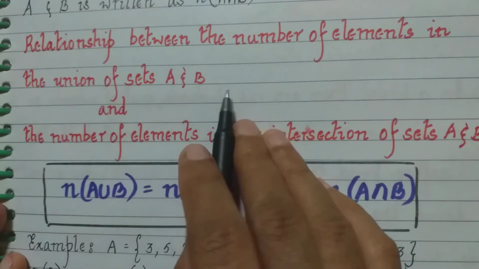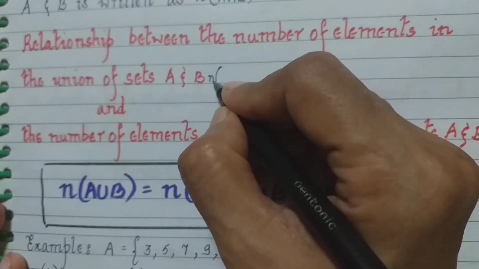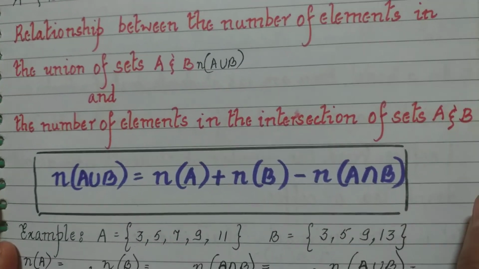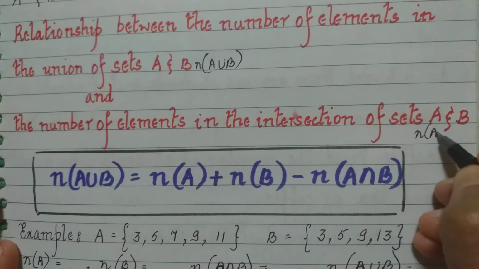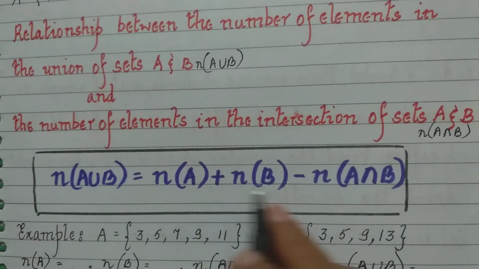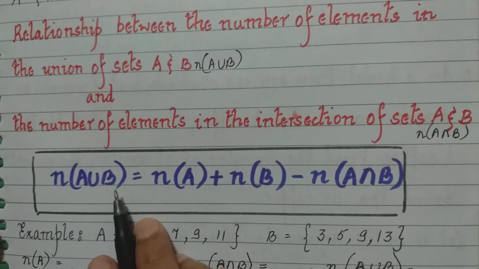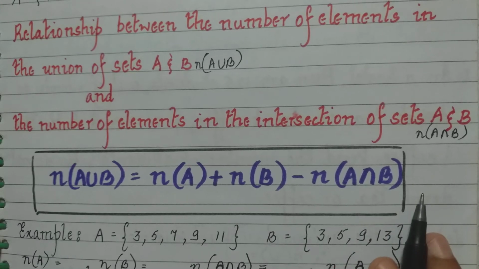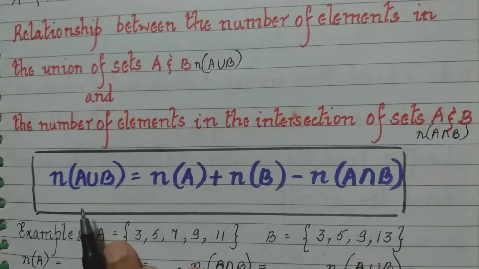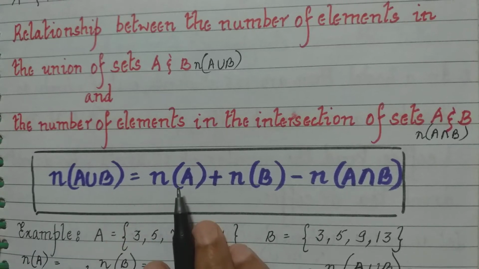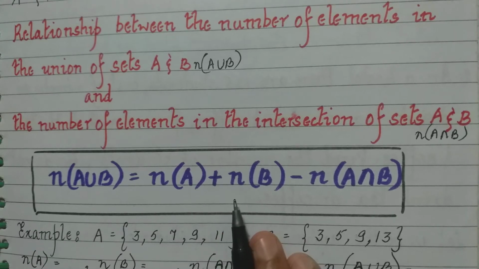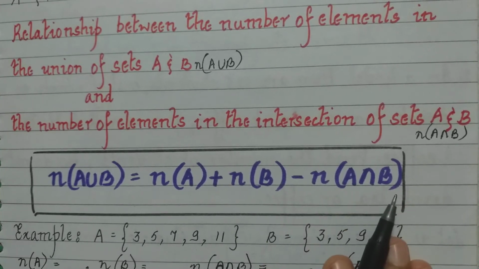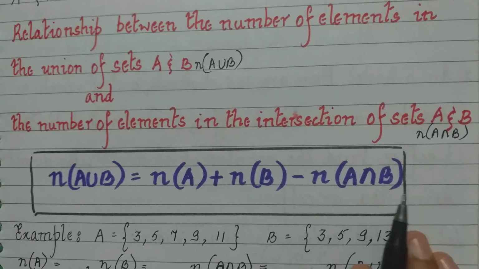The number of elements in the union of sets A and B is n of A union B, and the number of elements in the intersection of sets A and B is n of A intersection B. The relation is given here: n of A union B is equal to n of A plus n of B minus n of A intersection B. That is, to know the number of elements in A union B, I will add the number of elements in set A to the number of elements in set B, and subtract the number of elements in the intersection of the two sets A and B.